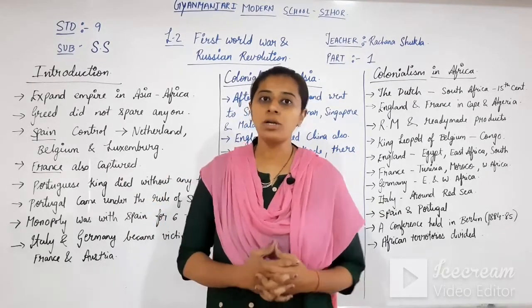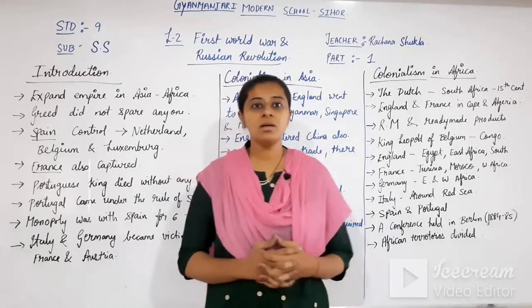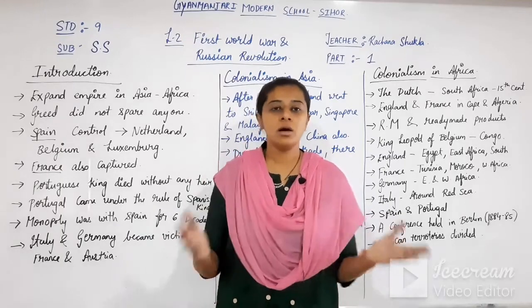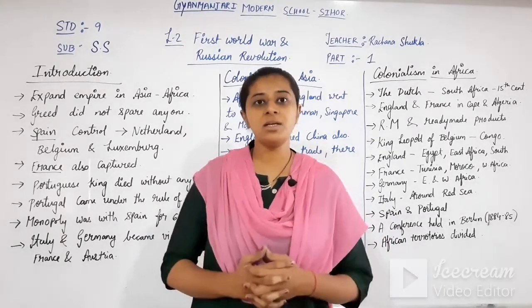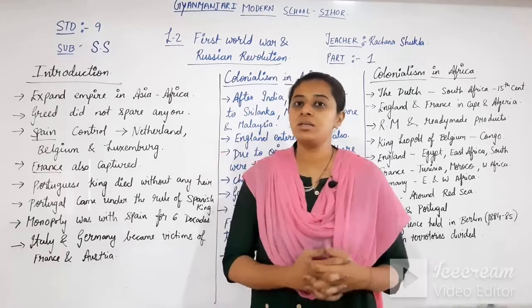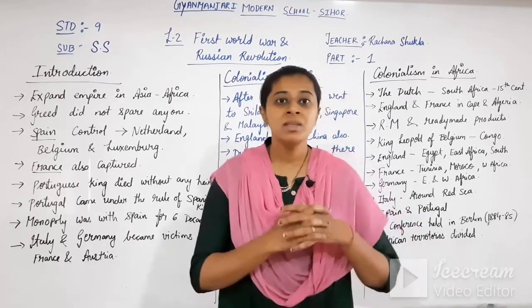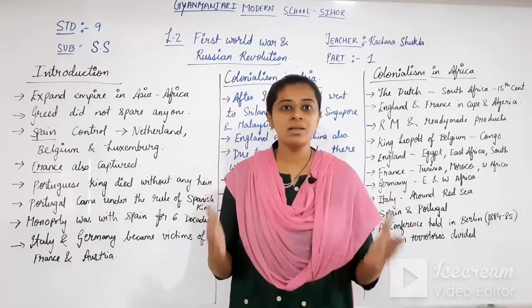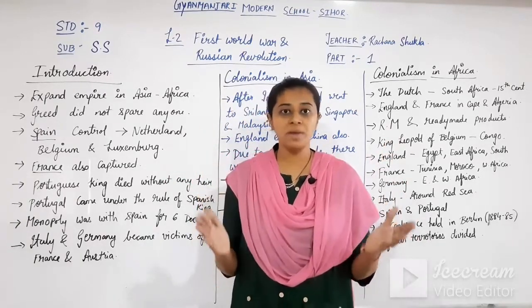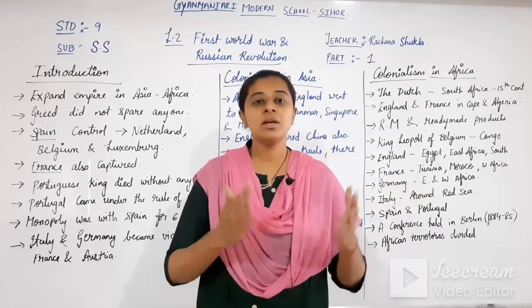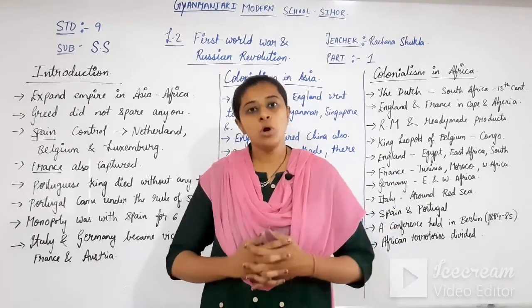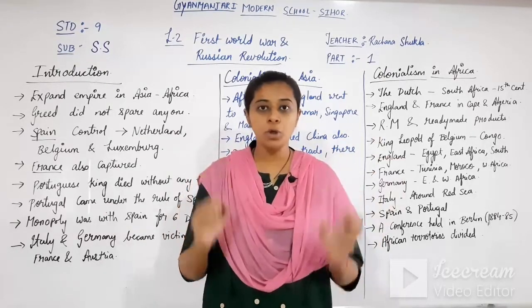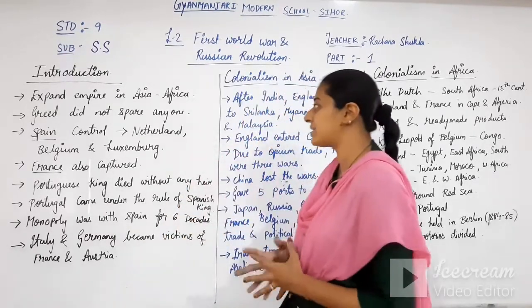Now, let's see what happened. See, all the European countries were in the race of capturing, of controlling the Asian African countries, and in this race they did not spare anyone. That means they even did not spare their neighboring countries. Now what happened in this race? All the European countries wanted to capture the Asian African countries, so a competition arose between the European countries. Now what happened? Let's see.